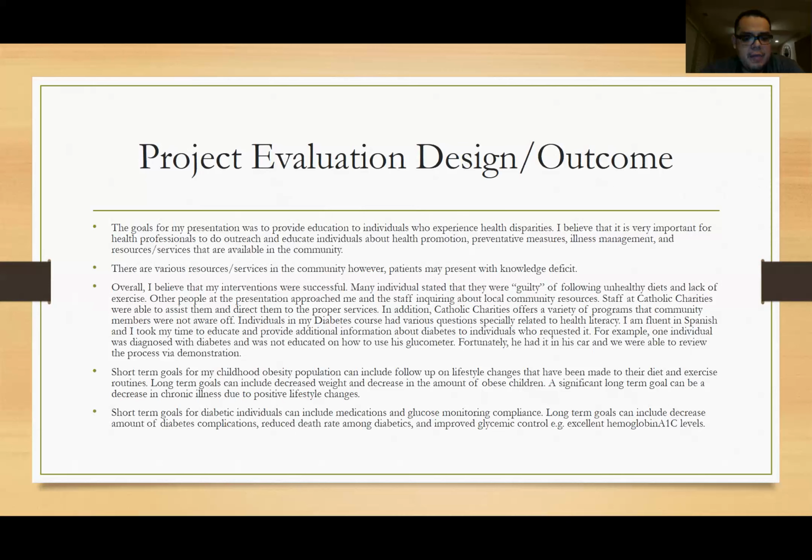Short-term goals for my diabetic individuals can include compliance with medications and glucose monitoring. This is a great step in making changes for those who are not compliant. And then a few other short-term goals can include proper exercise and nutrition. Long-term goals can include a decreased amount of diabetes complications, reduced death rates among diabetics, and improved glycemic control. For example, excellent hemoglobin A1C levels.